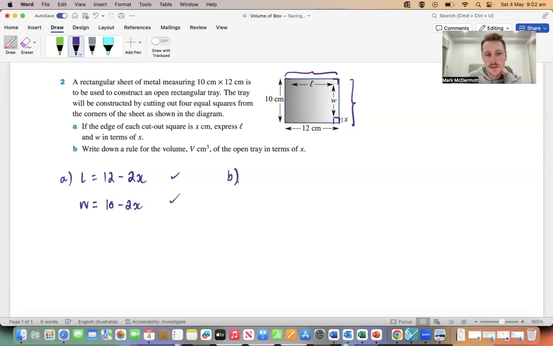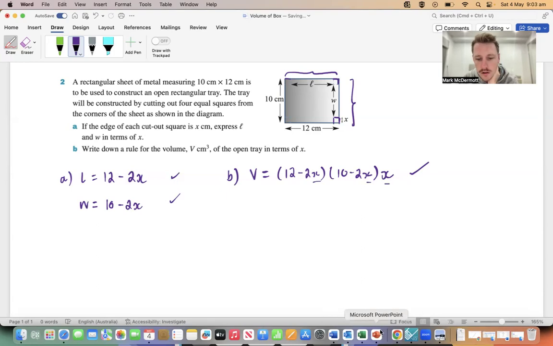Part B says write down the rule for the volume. So the volume, hopefully, for a box is length times width times height. So I'm going to take 12 minus 2x multiplied by 10 minus 2x and then multiplied by x. And then that is an expression for your volume. And that should make sense that it's cubic because you're multiplying 3 groups of x together. You got an x here, an x here, and an x here.